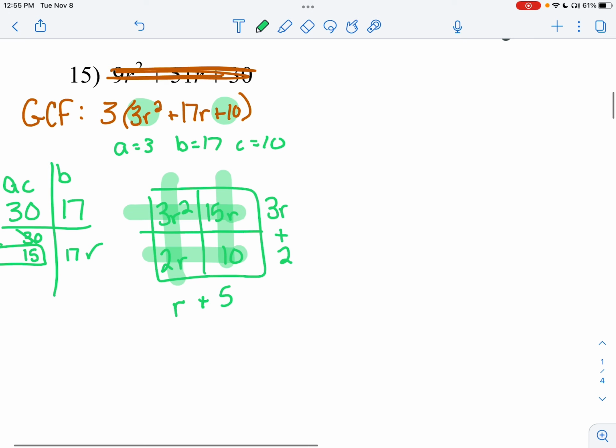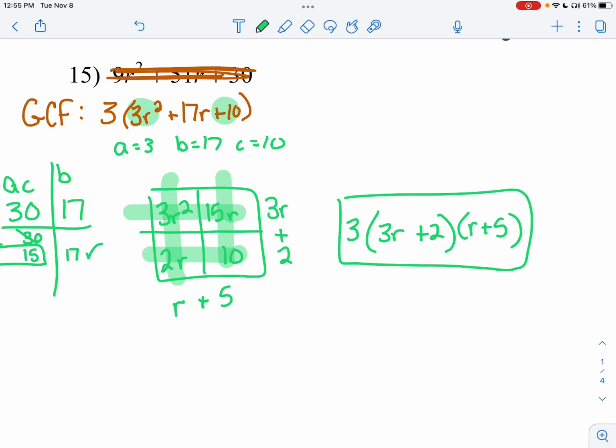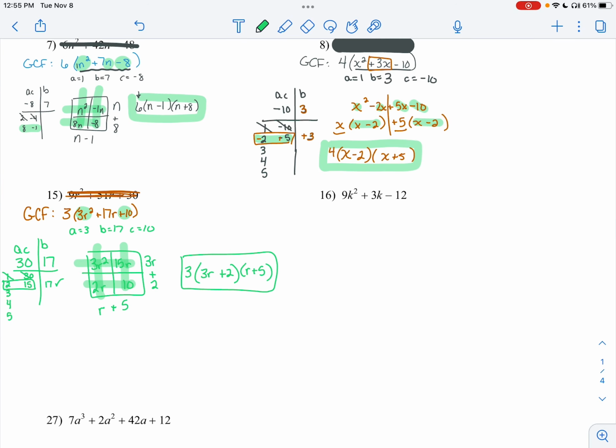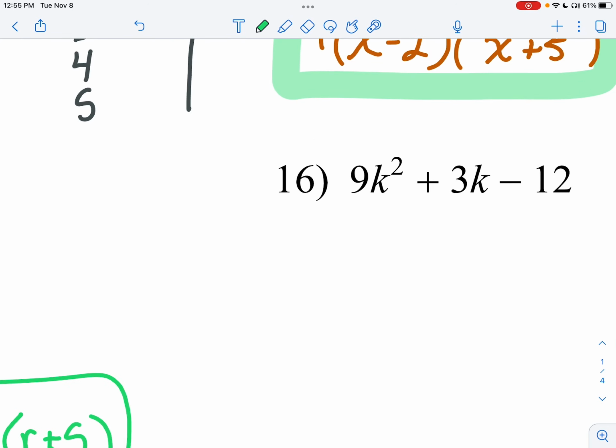Your final answer will be your GCF in the front, your two binomials, and the order that you can put, like the vertical binomial and then the horizontal, does not matter. There it is in factored form. I have one more to do for those of you who use grouping.